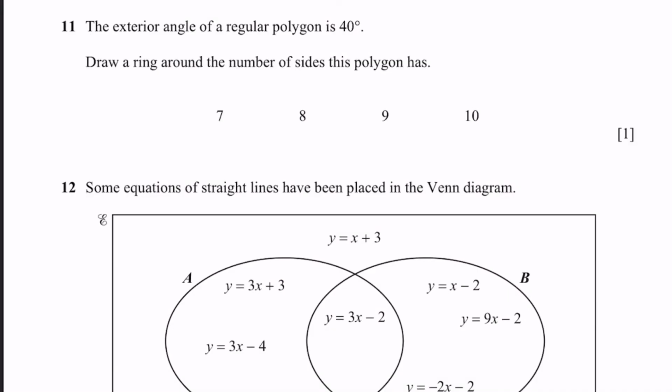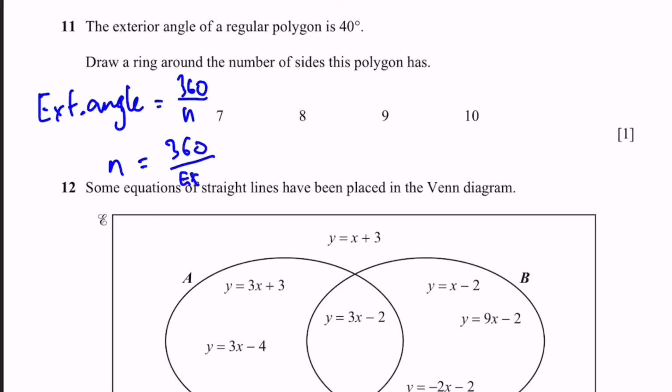The exterior angle of a regular polygon is 40 degrees. Draw a ring around the number of sides it has. So the exterior angle of a shape is equal to 360 by the number of sides. So that means n is equal to 360 by the exterior angle, which is equal to 360 by 40, 9. That's why 9 is the answer here.